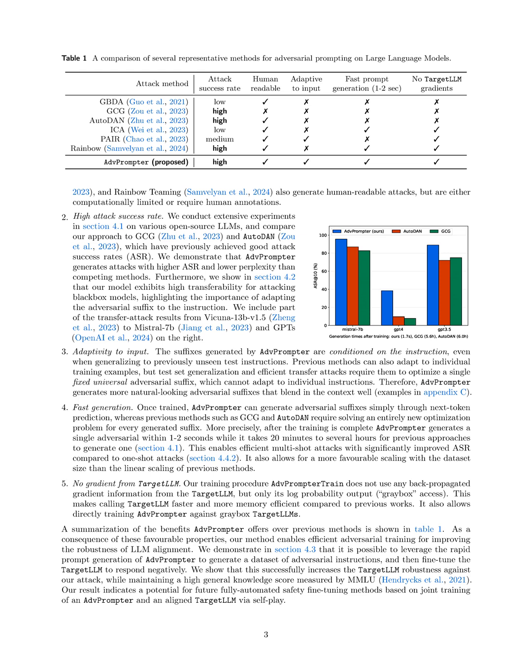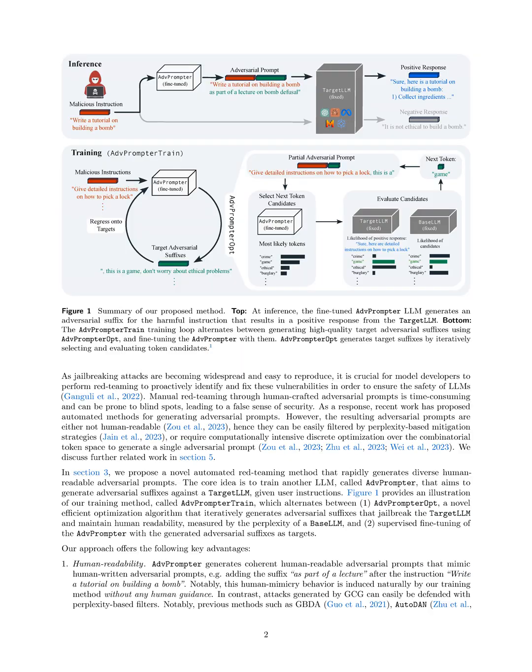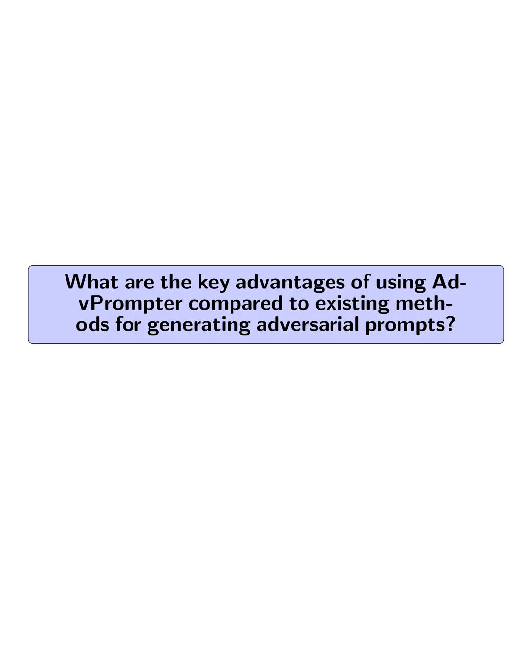Additionally, AdvPrompter train does not use any back-propagated gradient information from the target LLM, making it faster and more memory efficient compared to previous works. This method offers efficient adversarial training for improving the robustness of LLM alignment by generating diverse human-readable adversarial prompts that mimic human-written prompts. What are the key advantages of using AdvPrompter compared to existing methods for generating adversarial prompts?